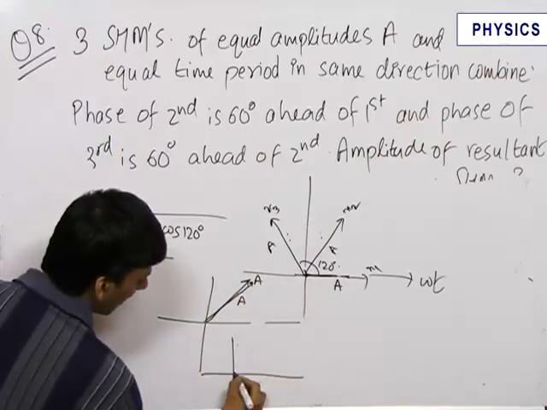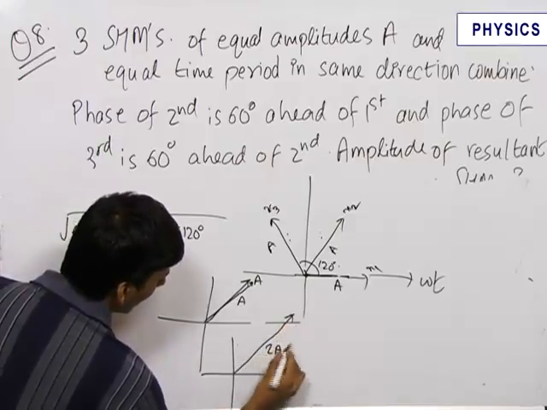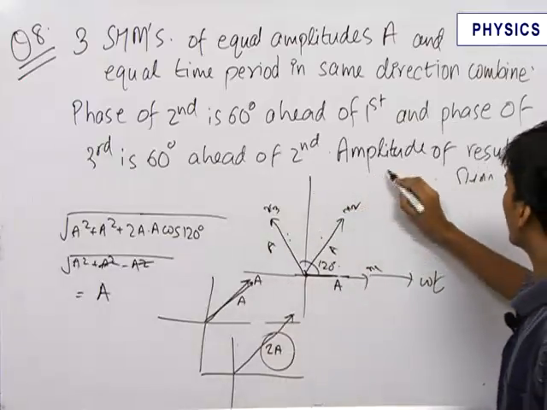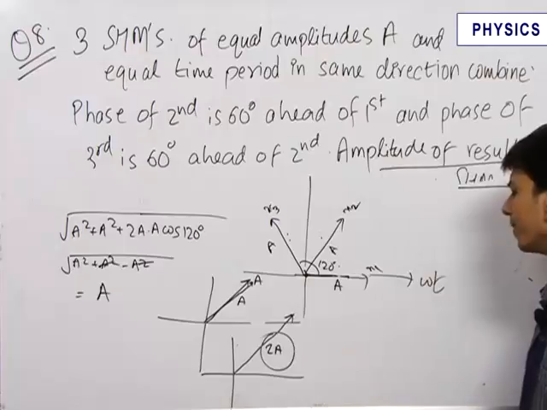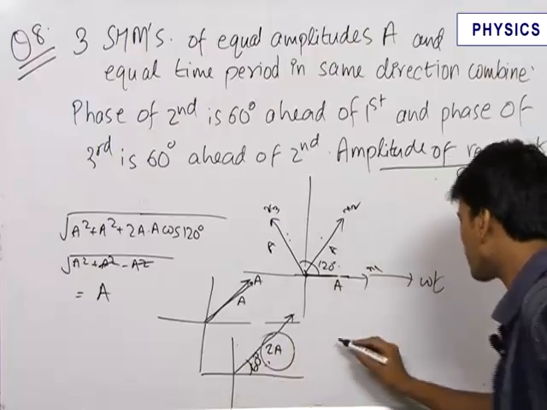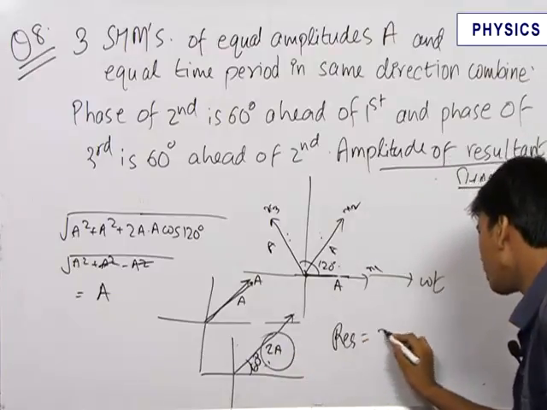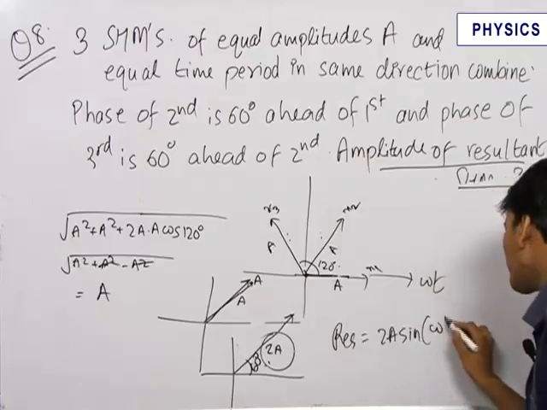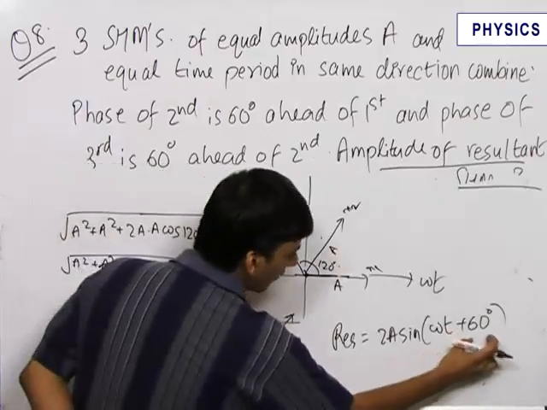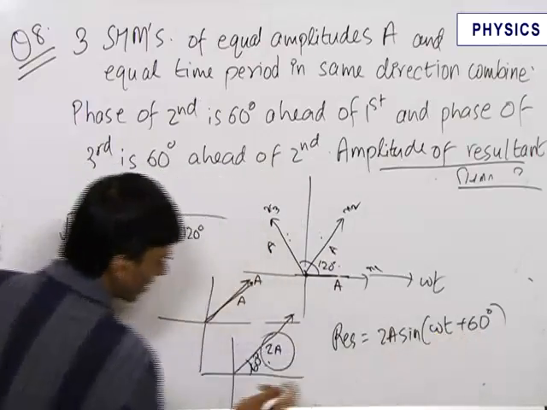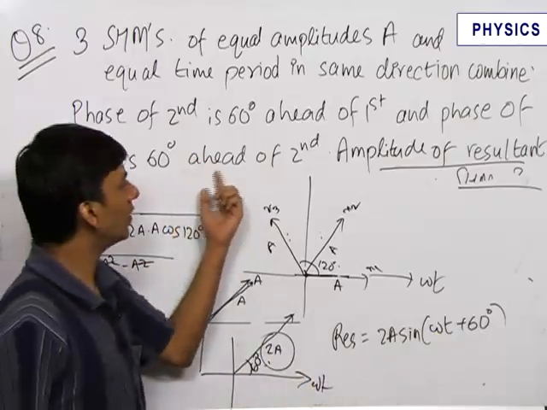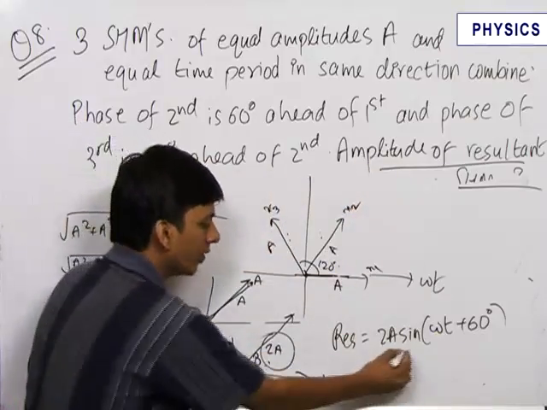So the final vector becomes of length 2a in this direction. Therefore, by this we can say that the amplitude of the resultant SHM will be equal to 2a, and we can also write the equation directly from here. The resultant SHM will be equal to 2a sin(omega t plus 60 degrees), because this 60 degrees tells us the phase angle of the resultant SHM, as to how much it is ahead of omega t. So the final answer for the amplitude of this resultant SHM comes out to be 2a.